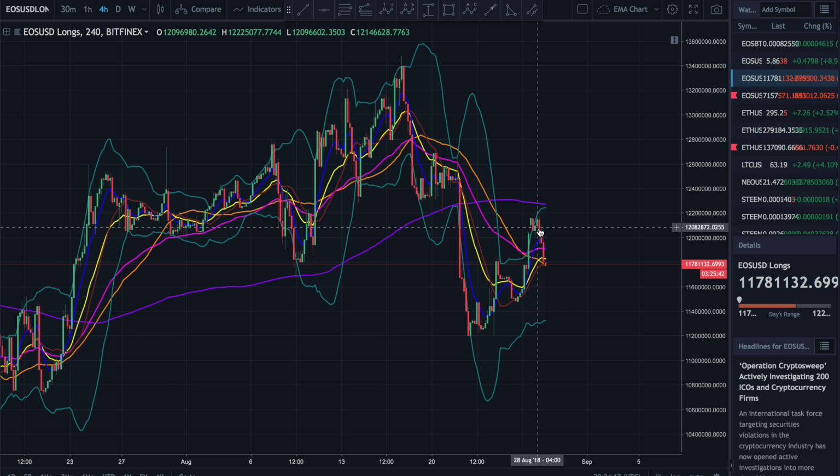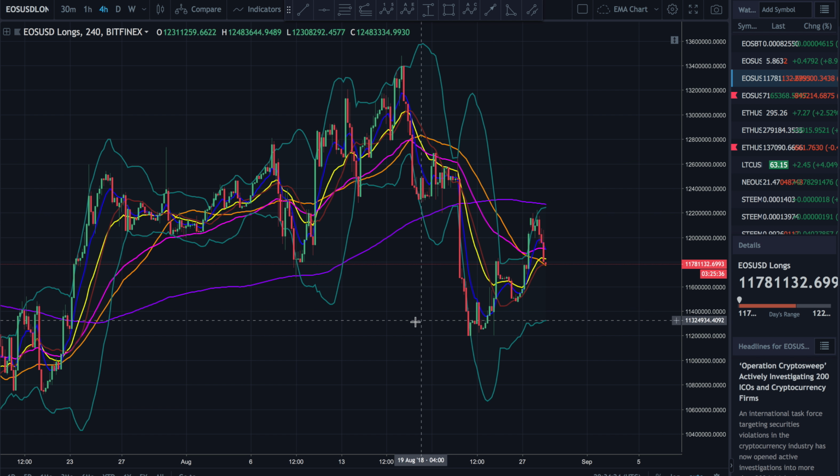We can see that longs rose a little bit, and then people took their profits and it dropped off here. So we're not seeing what we normally see, when shorts fall, longs rise, and vice versa. We're not really seeing that. So it's going to be interesting to see what happens here.